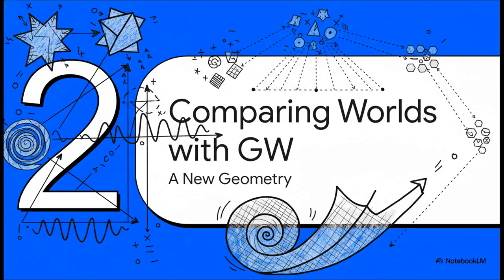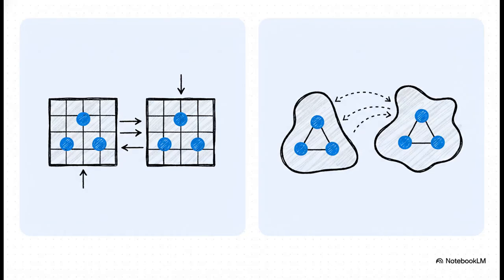Well, this is where a truly brilliant mathematical idea called Gromov-Wasserstein, or GW, steps onto the scene. And it offers a completely new, kind of mind-bending geometry for comparison. And this slide really shows the genius of it. See, on the left, you've got your traditional methods. They need that shared grid, right? A common coordinate system to match points directly. But what if you don't have that? That's where Gromov-Wasserstein on the right is so clever. It just completely ignores the absolute positions. Instead, it only looks at the shape of the relationships inside each world.